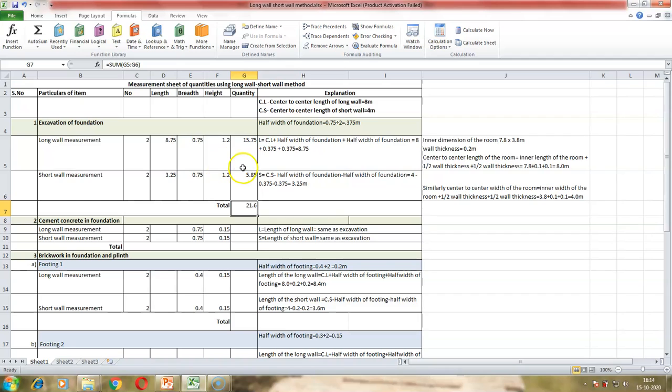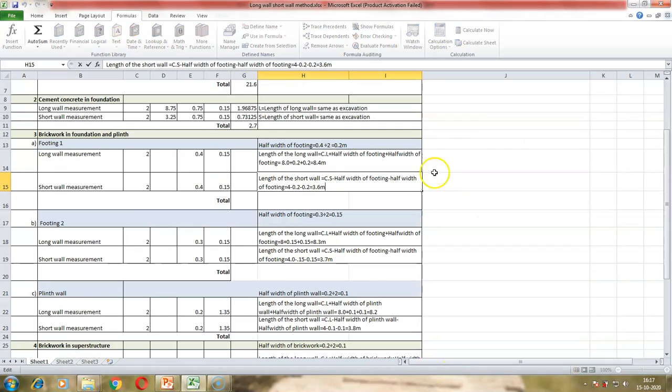So for that, we saw how we found the long wall measurement and the short wall measurement. For the subsequent items also, we need to find the long wall measurement and short wall measurement. It keeps changing for various items. And finally, we will find the total quantity that is needed. Because it is going to take a long time to find the actual measurement, we will fill in this form so that we can complete this exercise in a quicker manner.